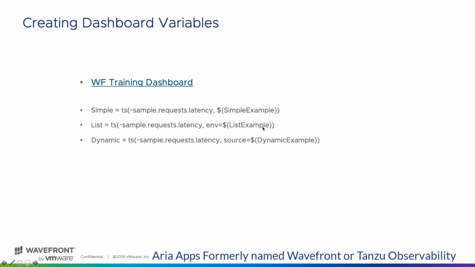And it's hopefully fairly self-explanatory. If you set up a dynamic variable to give the user a list of sources to pick from, then the query that you're going to use will have source equals and then the variable name, and this will just replace this part with whatever the user selected.